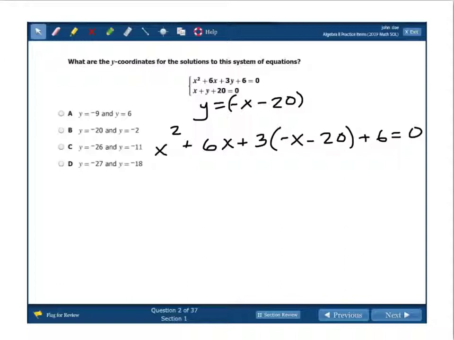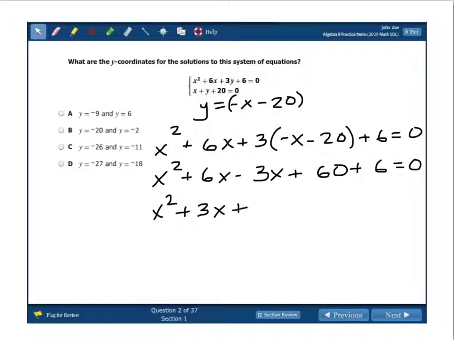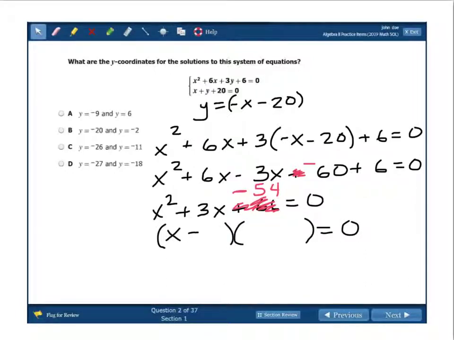All right. X squared plus 6x minus 3x plus 60 plus 6 equals 0. X squared plus 3x plus 66 equals 0. Is that right? Doesn't seem right. Well, let me think about it. I figured out why it didn't seem right, because it was wrong. Negative 60 is the mistake that I made. So this is x plus 9 times x minus 6. So my solutions for x are x equals 6 and x equals negative 9.